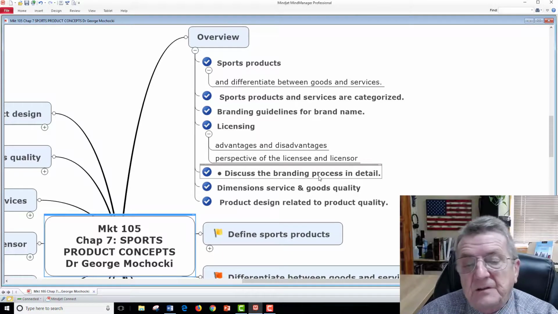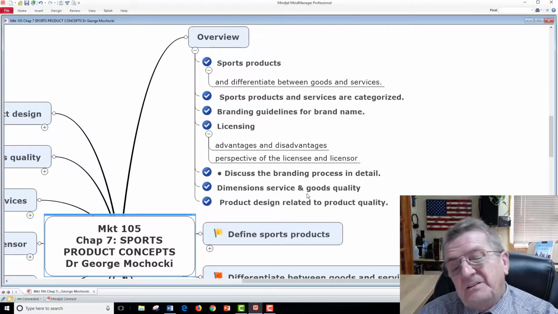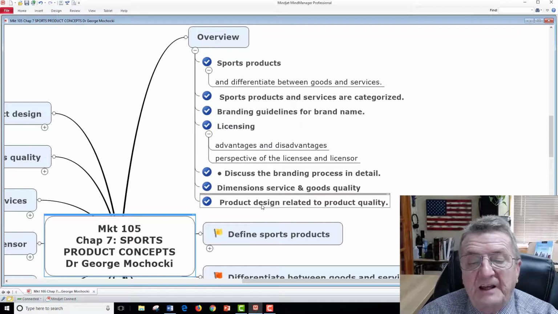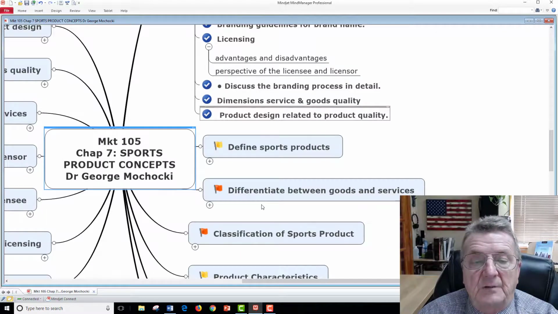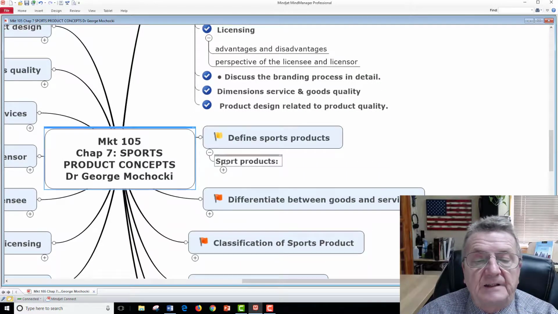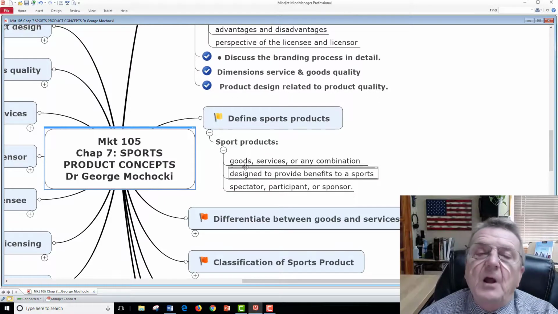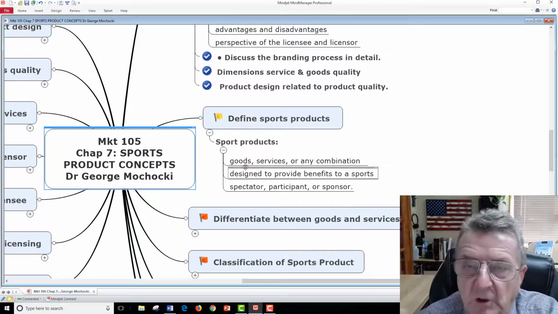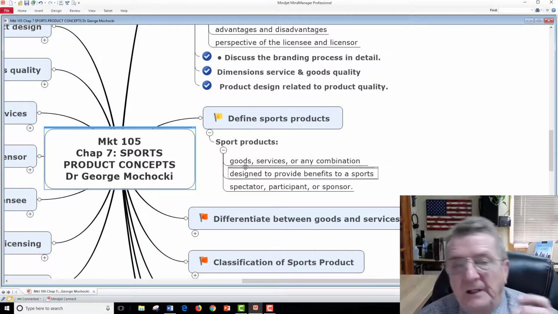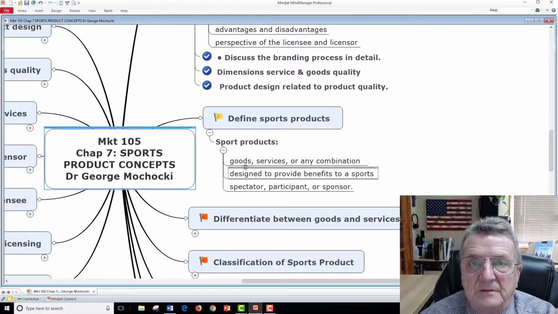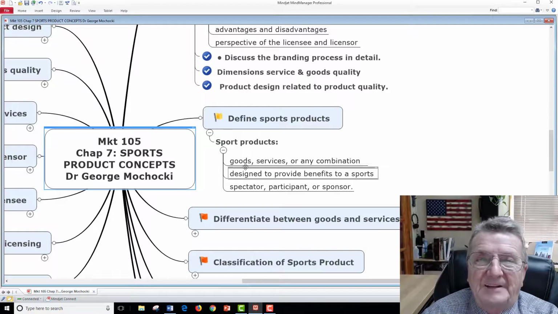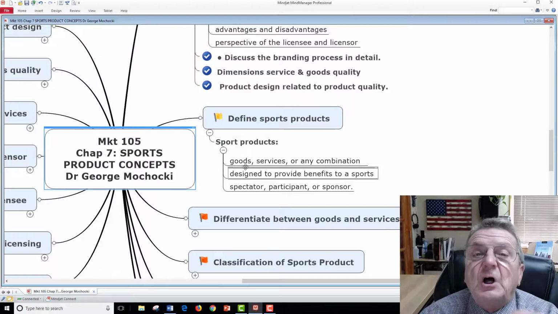Okay, discussing the branding process in detail, dimensions of service and quality, and product design related to product quality. Okay, I'll bring this up. Now let's define sports marketing. Sports product: goods, services, any combination. When I'm marketing, I look at it as one package, not bundling goods and services all together. Do you know what I mean? One's tangible, one's not tangible. I might change my message a little, but overall I'm trying to build that brand and that loyalty for people coming back.